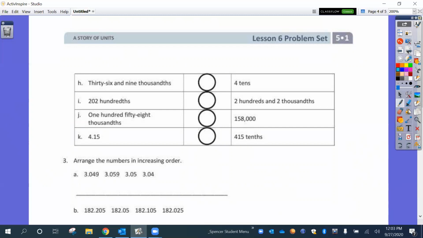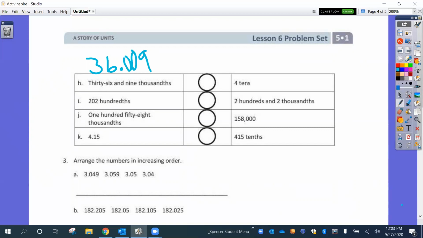Now we're on page 2 of the problem set, and we see 36 and 9 thousandths. It's in word form, so let's quickly rewrite it. 36 and, that's where the decimal goes, you can always tell when I'm emphasizing that, and 9 thousandths. Let's visualize that place value chart. 9 in the thousands place means there's 0 in the tenths place, 0 in the hundredths, and then 9 in the thousandths.